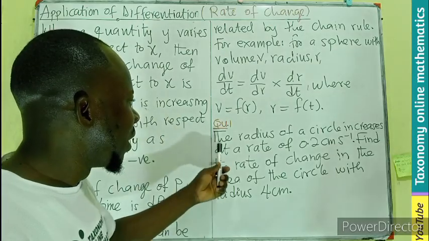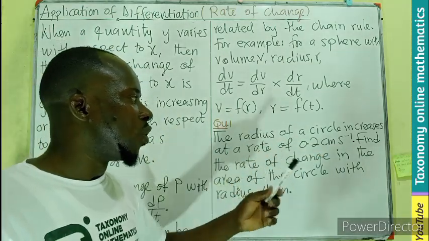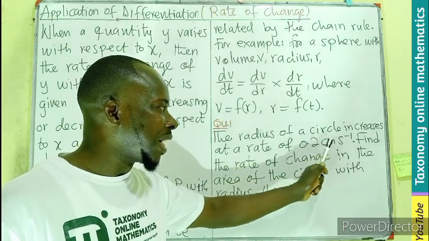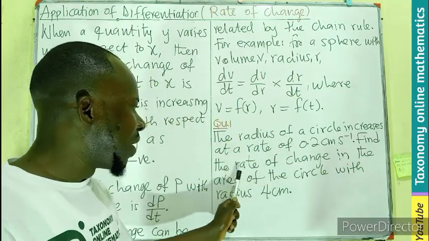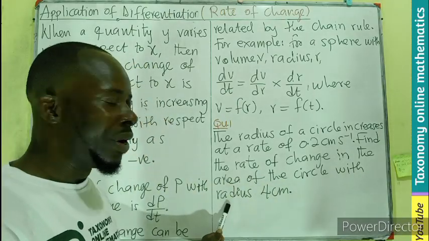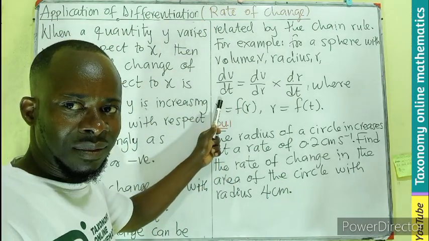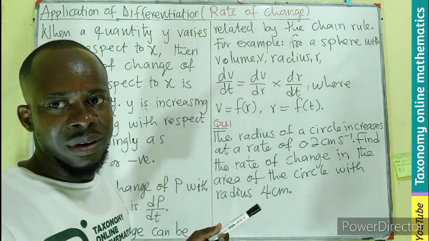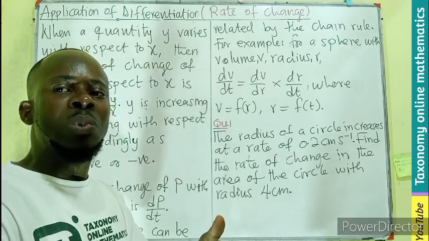For example, the radius of a circle increases at a rate of 0.2 centimeter per second. That's dr/dt. You see the per second there. Find the rate of change in the area of the circle when the radius is 4 centimeter. So you're looking for dA/dt. The only thing we need to find is dA/dr, the rate at which the area is changing with respect to the radius.